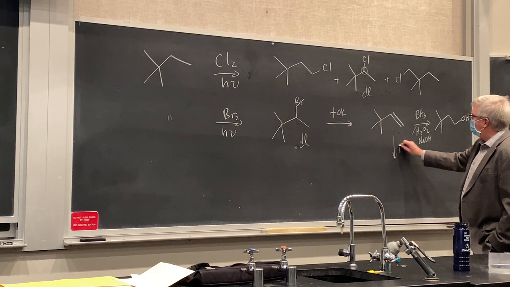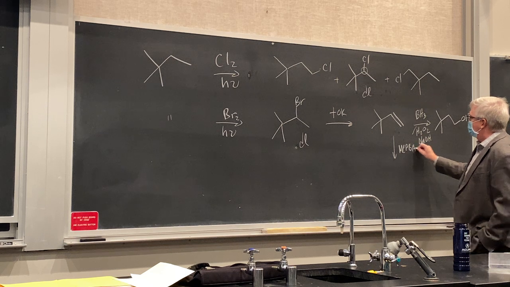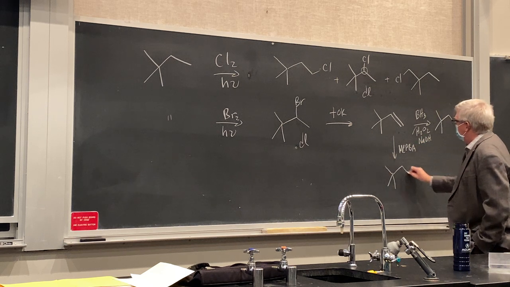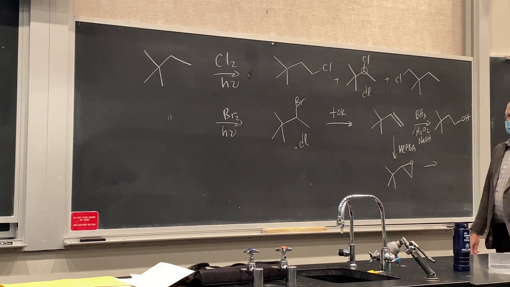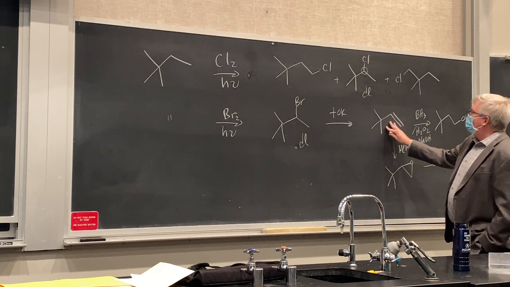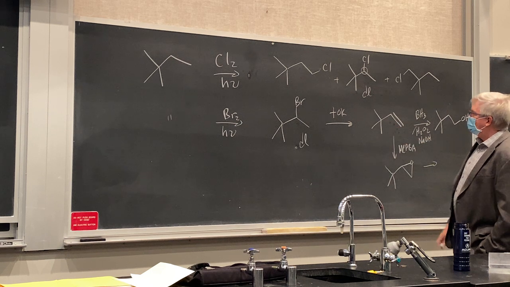Could do a lot of other things from here, addition-wise. We could epoxidize, for example, MCPBA. And what would that give us? Give us this epoxy product, and that would give us a lot of other possibilities here. So once we have a way into alkenes, we have a lot of possibilities.